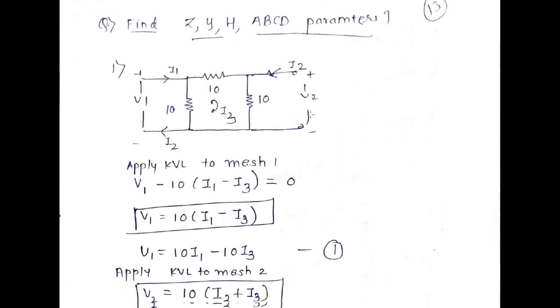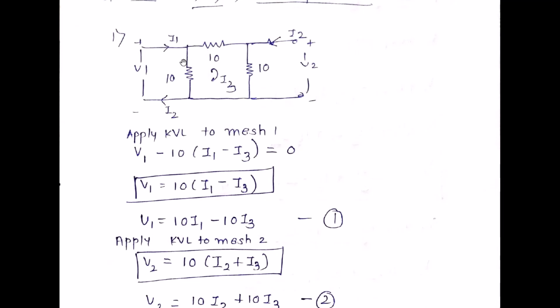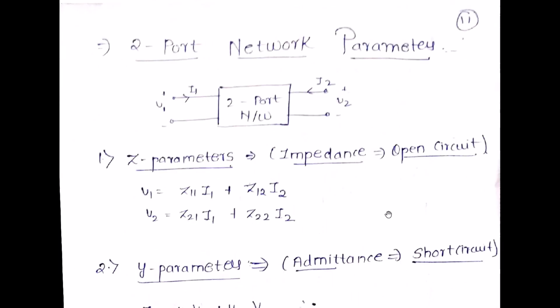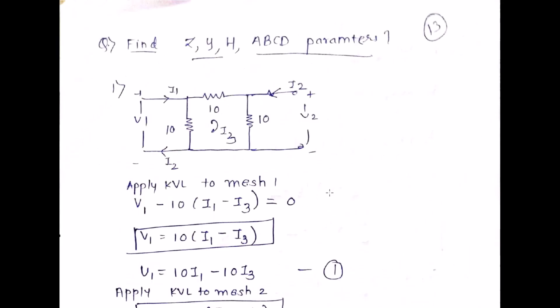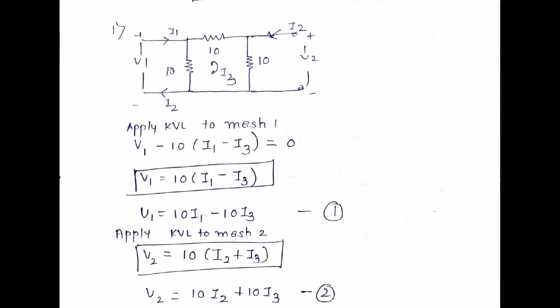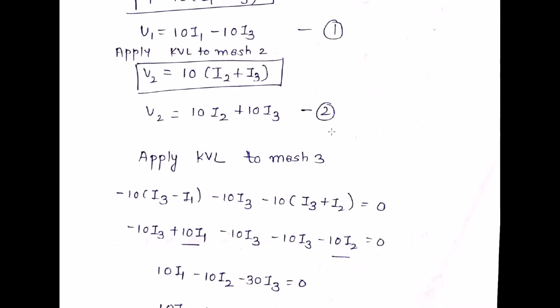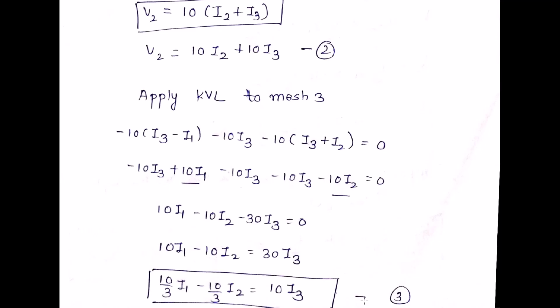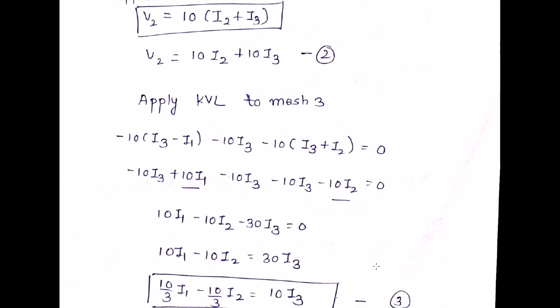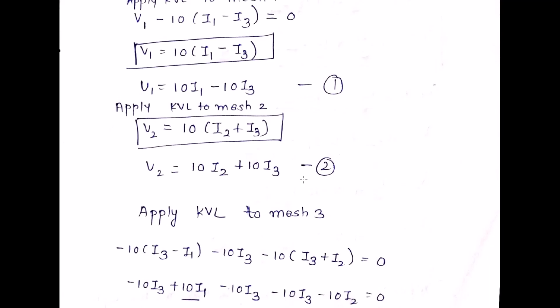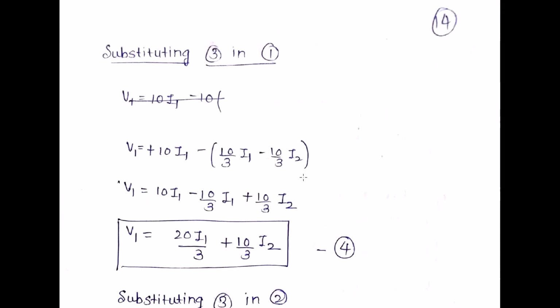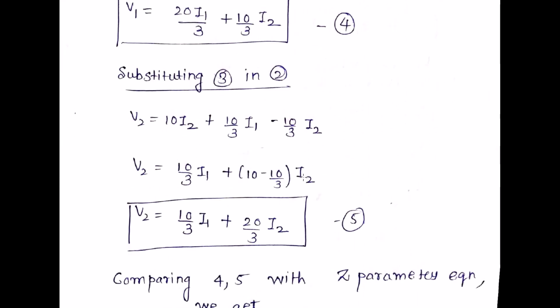So to just summarize this, what we are doing is we are trying to see the particular equation, and our basic aim in order to solve the Z parameter is to get in this particular form. Hence, knowing the equations is very important. So what I do is that I apply KVL to mesh 1, I apply KVL to mesh 2, I apply KVL to mesh 3, and I get these two equations and the third equation also. I try to substitute the third equation onto my first and second equation, and I get the fourth and fifth equation.